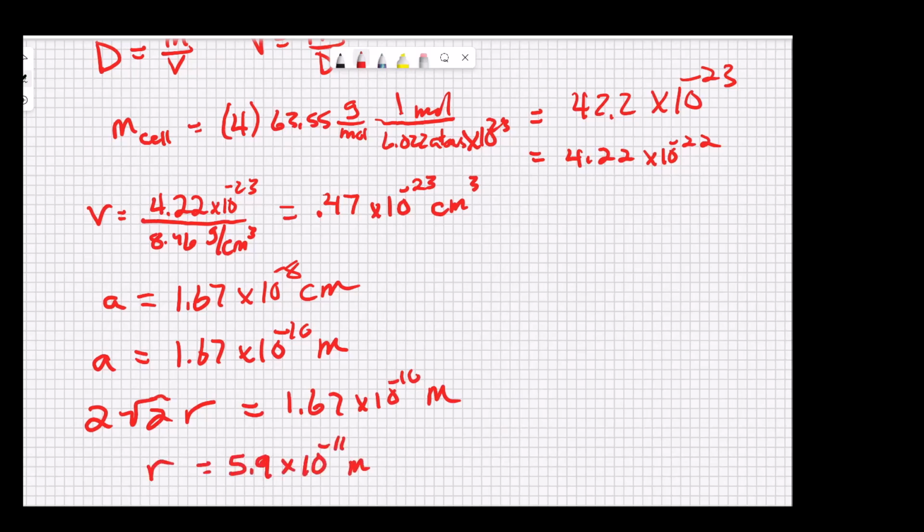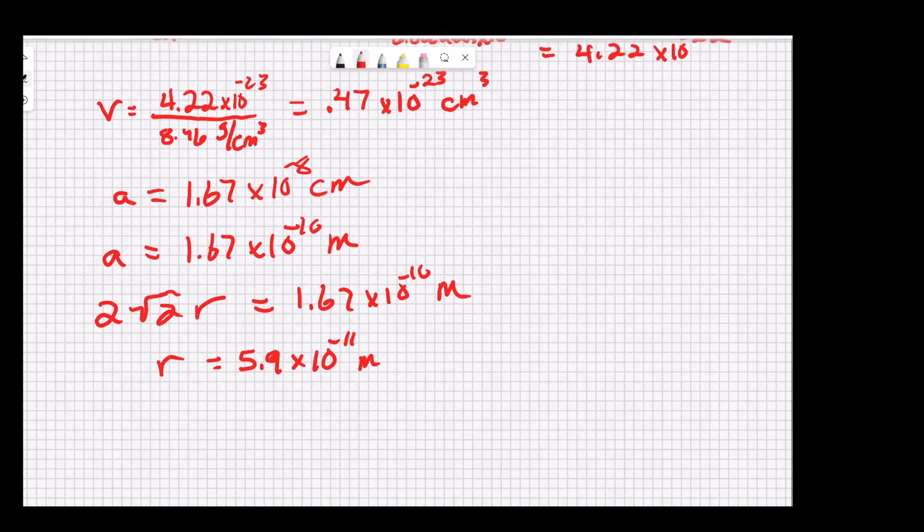The unit that we usually use here for radii is picometers, which is 10 to the minus 12 meters. That's right. So the radius here is going to be 59 picometers for this copper atom, or 119 for the diameter of the atom, right? So the radius is 59 picometers.